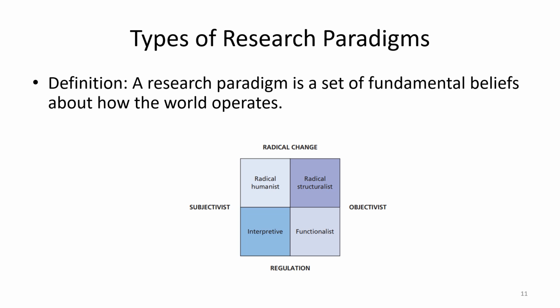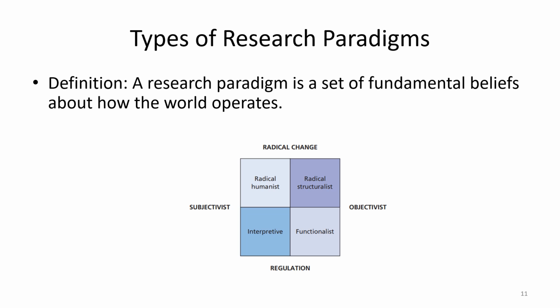As you can see in this 2 by 2 matrix, it represents four research paradigms based on two dimensions: subjectivist and objectivist, as we have discussed earlier, and regulation and radical change. So what are subjectivists? Subjectivists focus on the belief that reality is socially constructed through interactions and perceptions.